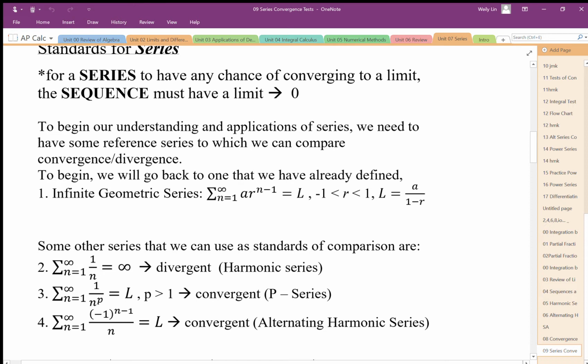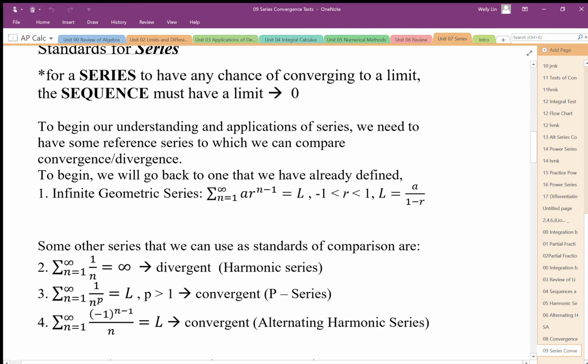Our infinite geometric series, we did this in grade 12. Our infinite geometric series always converges as long as the r value is between -1 and 1. And the limit is always going to be this formula here, a over 1 minus r. So infinite geometric series, when the terms get smaller and smaller, are always convergent. So that's one of our standards we're going to use.